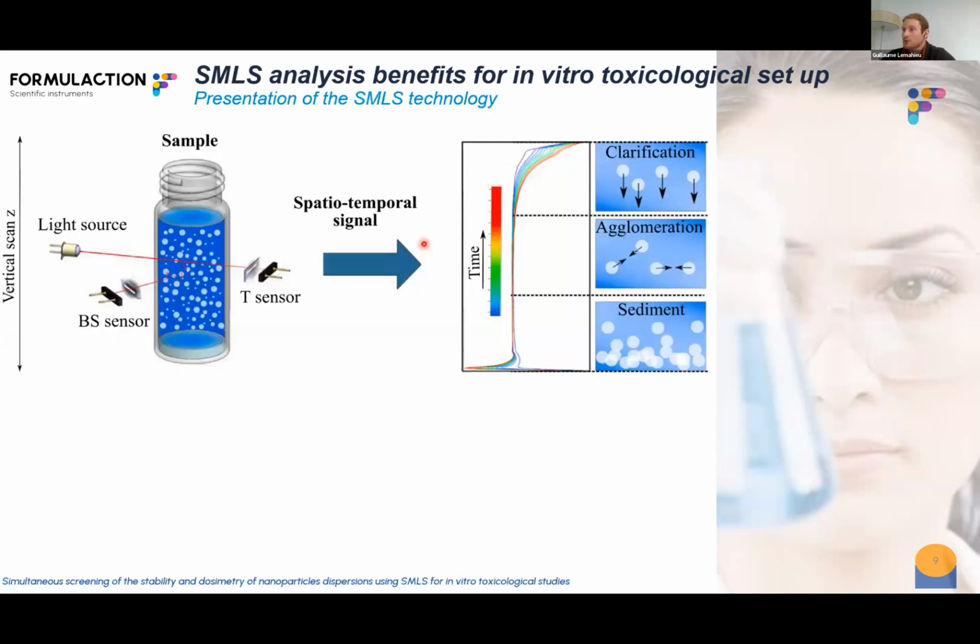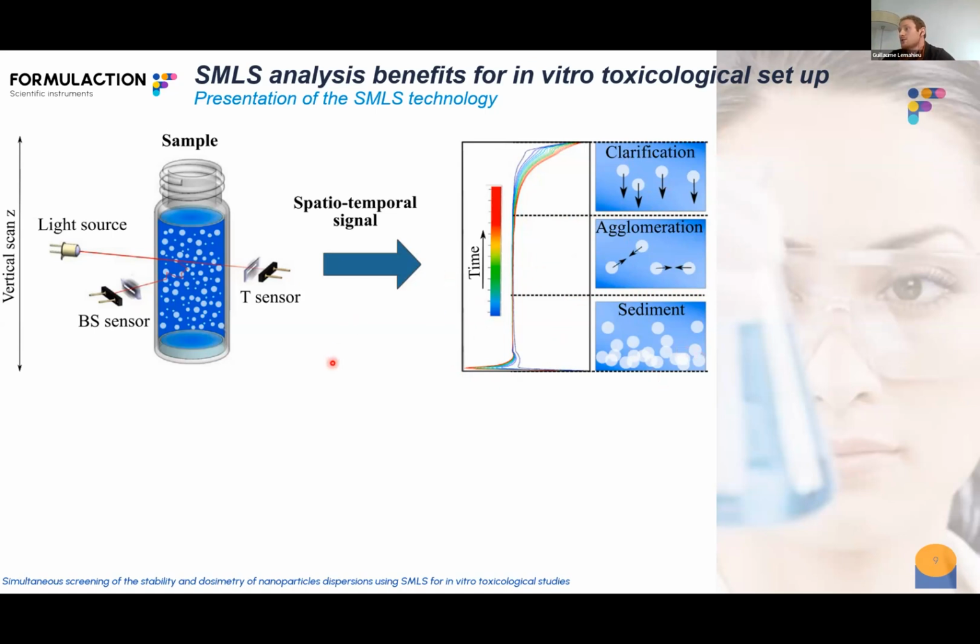So on the technology, the technology is quite simple. In fact, you have a light source and two detectors, one in transmission for dilute media and one in back scattering. The light source and the detectors are placed on a specific head that allows a vertical scan of the sample periodically. During the analysis, you can register, as a function of the sample height, the variations of the back scattering or the transmission in your sample, that give you an analysis of the destabilization phenomena you have in your sample, such as clarification, agglomerations, and sedimentations.